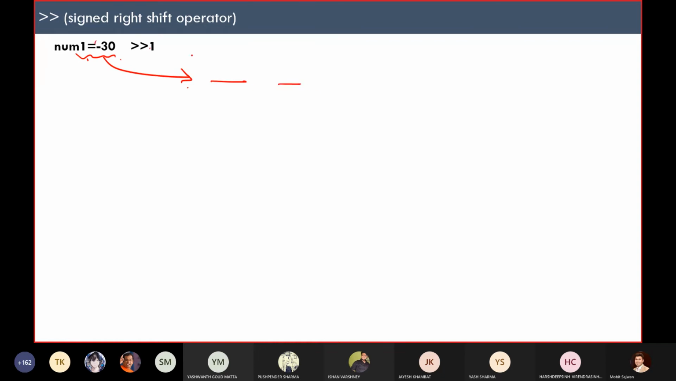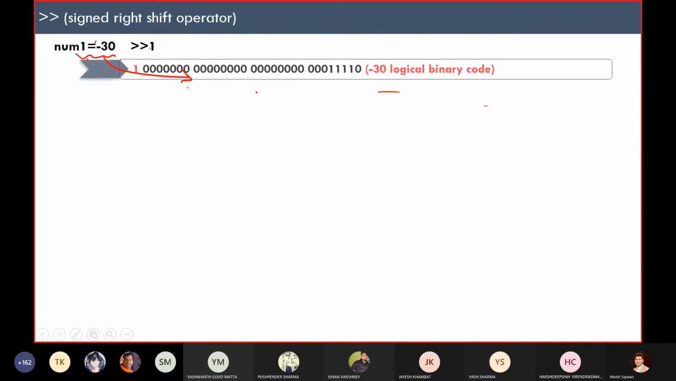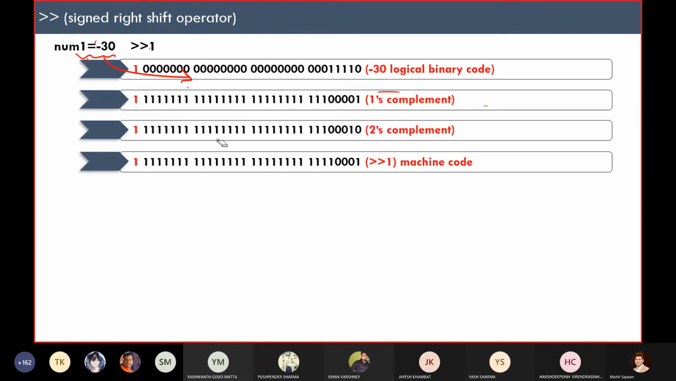Then perform the right shift operator, and again perform 2's complement, and you will get your particular number. Okay, now let's go through one by one. First of all, this is the logical binary code of minus 30. So logically, a human or a programmer can understand that minus 30 is represented like that.